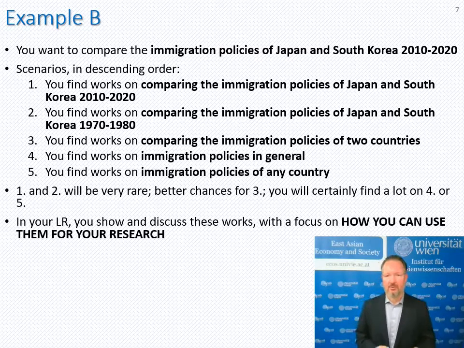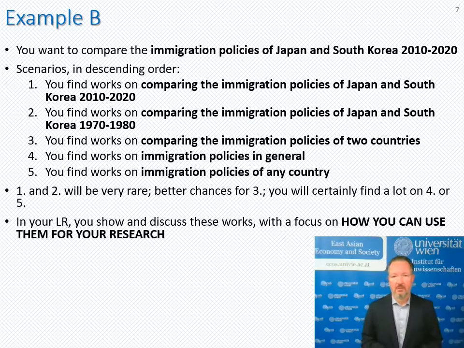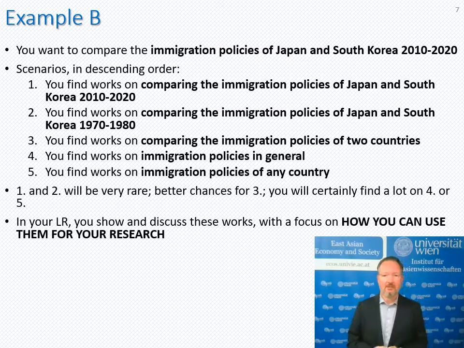You first of all try to find works on your exact topic. So that's exactly a repetition of what we have up there. If you don't find anything on this, you broaden the scope of your search, you widen the gaps in the net that you lay out, or you adjust your search terms in a search engine or in a library catalog, and you look for comparing the immigration policies of Japan and South Korea in another decade, for example, in the 1970s.